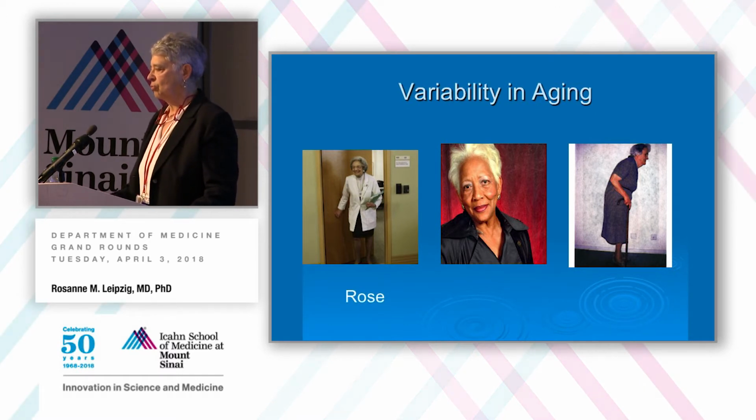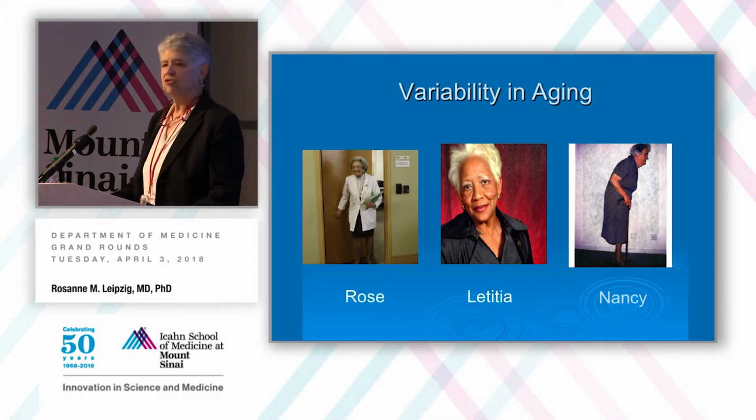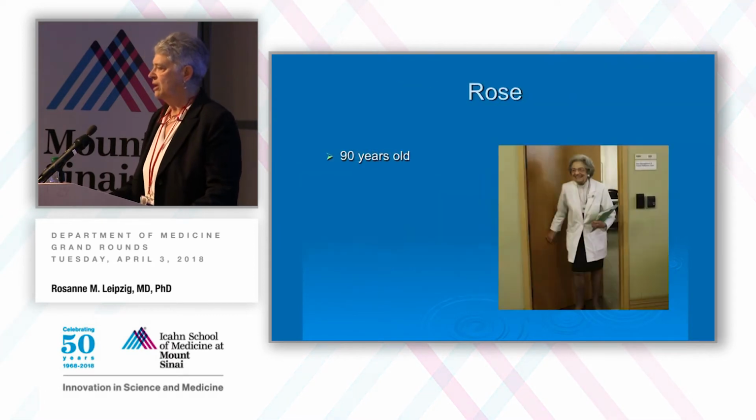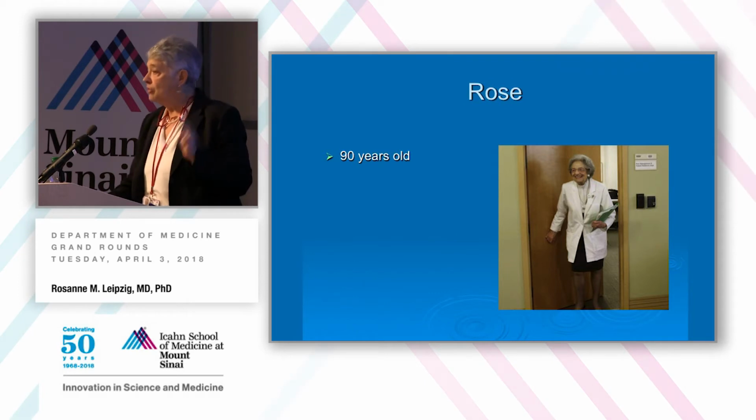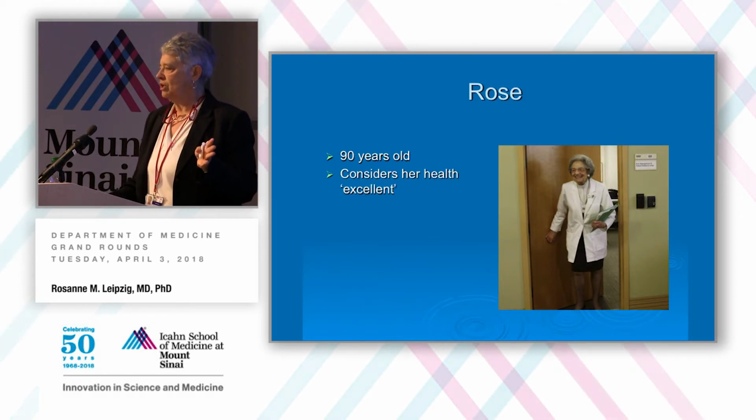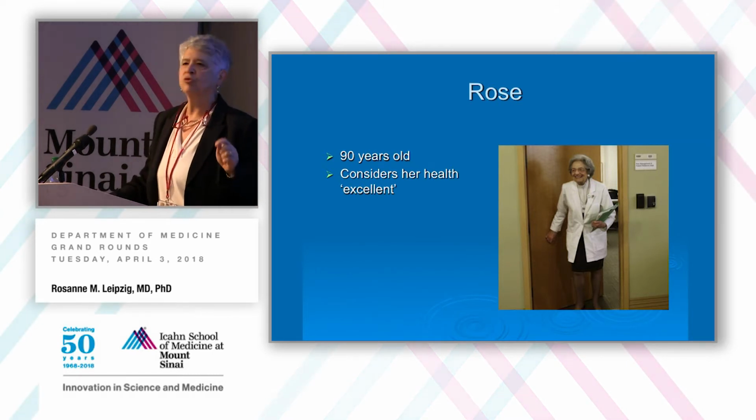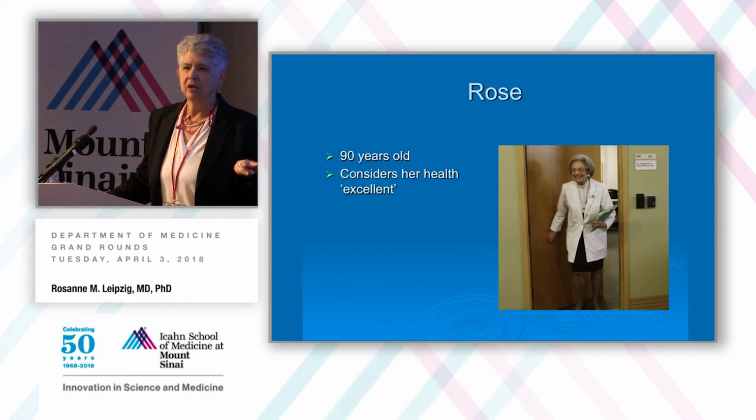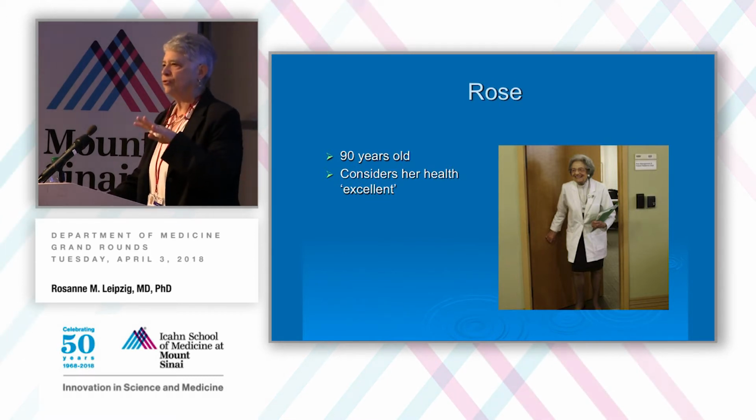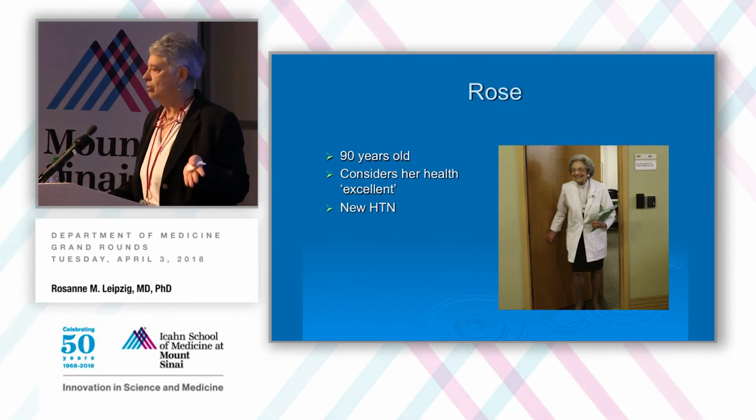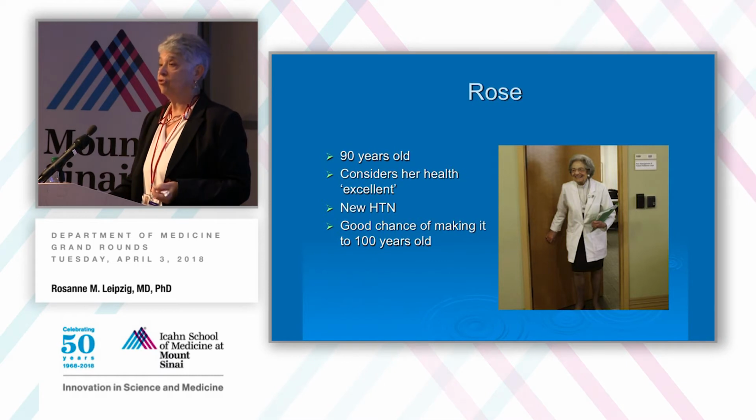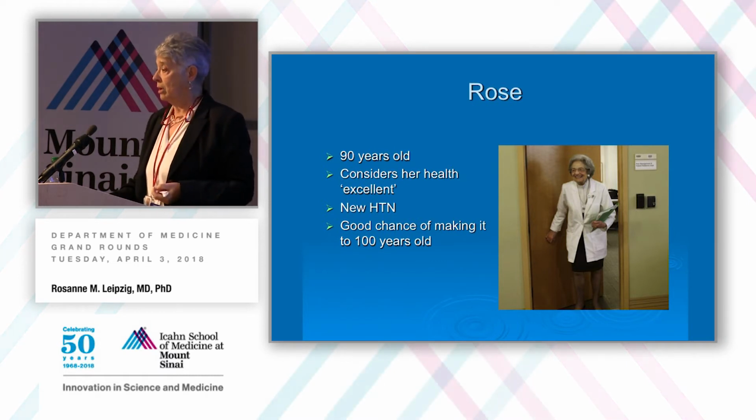And this is Rose, this is Leticia, and this is Nancy, okay? So Rose, this isn't really Rose, this comes off the internet. I can't show you a picture of her, but this is Rose, and it looks a lot like her. She's 90 years old. She considers her health excellent, which is a great question to ask people. It's actually a very good predictor of what their actual health is. She has new onset hypertension because 90% of people who are 90 have hypertension. She has a really good chance of making it to 100 or more.